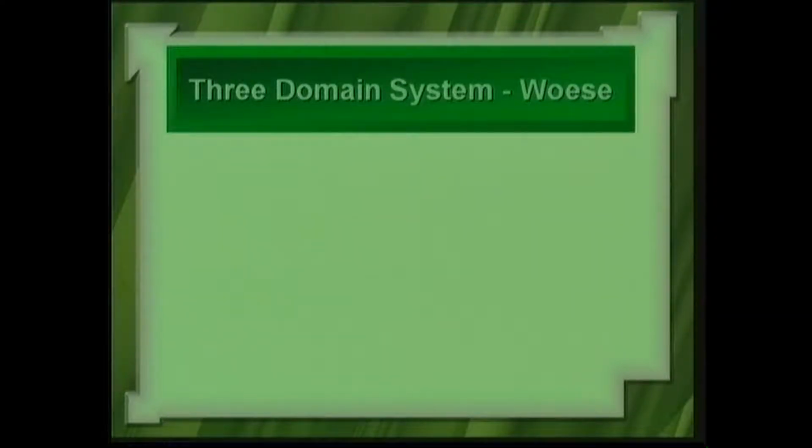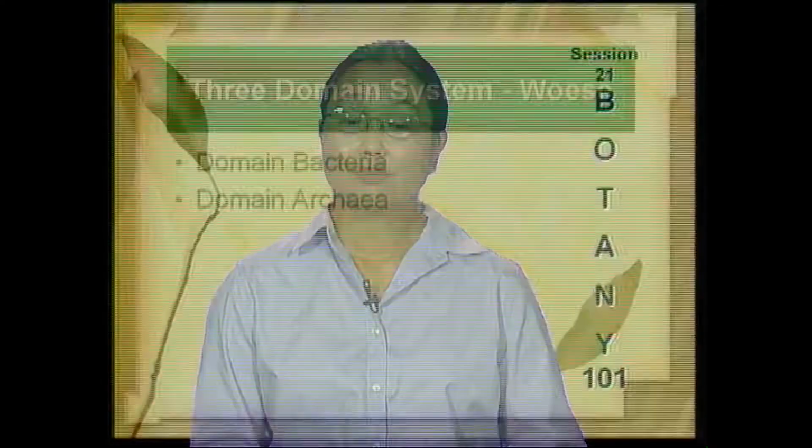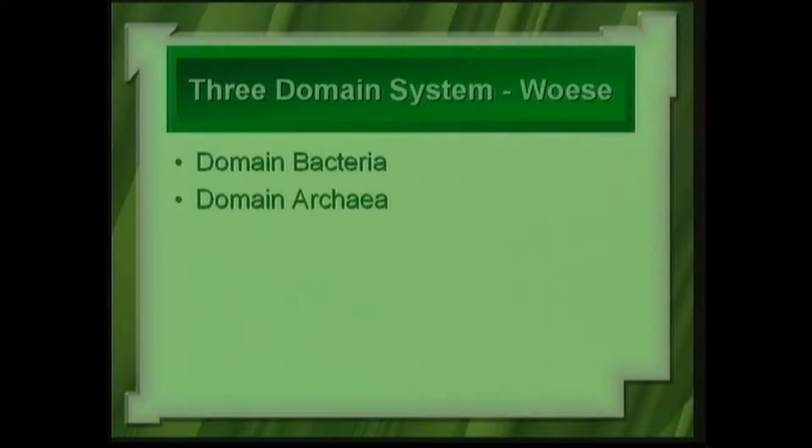All right, then furthermore, we come to the three-domain system that was proposed in the 1990s. This is one that thinks of a classification system at a higher level, in terms of the domain system. So first of all, you have the domain Bacteria. Second, you have the domain Archaea. Thirdly, you have the domain Eukarya.